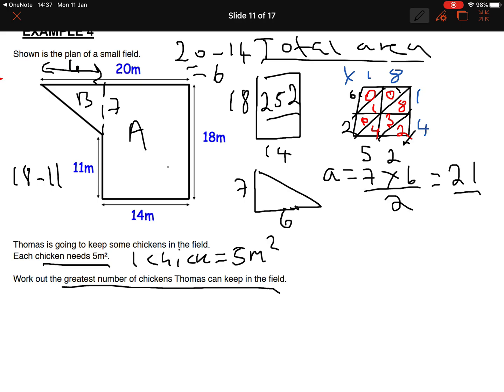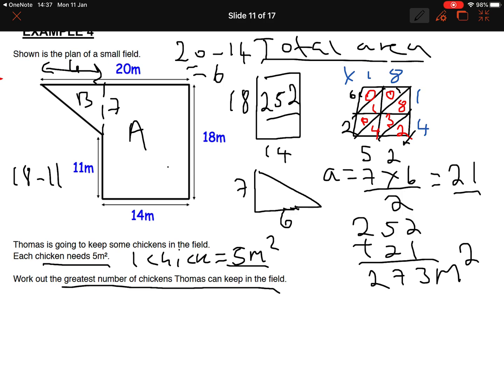Right, so the total area then is just going to be 21 plus 252. Okay, so 252 plus 21. 1 plus 2 is 3. 5 plus 2 is 7. And that's going to give us just 2, so 273. Okay, now this is going to be awkward because we have to divide that by 5.